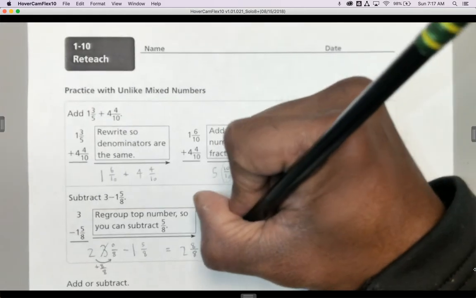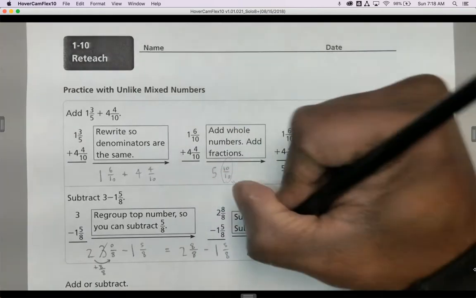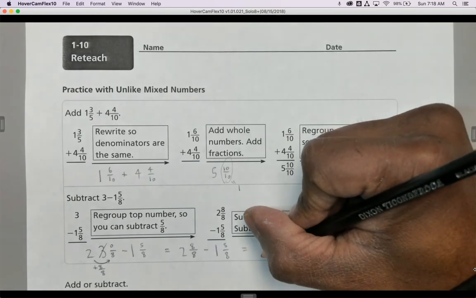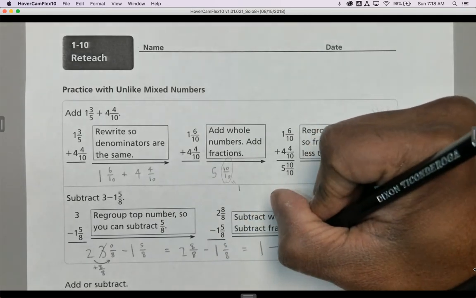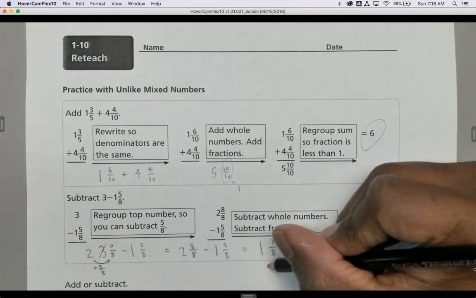I've left 1 5/8 alone, but I'm ready to subtract. Whole numbers first. 2 minus 1 is 1. Then the fractions. 8/8 minus the 5/8 gets me 1 3/8. Final answer.